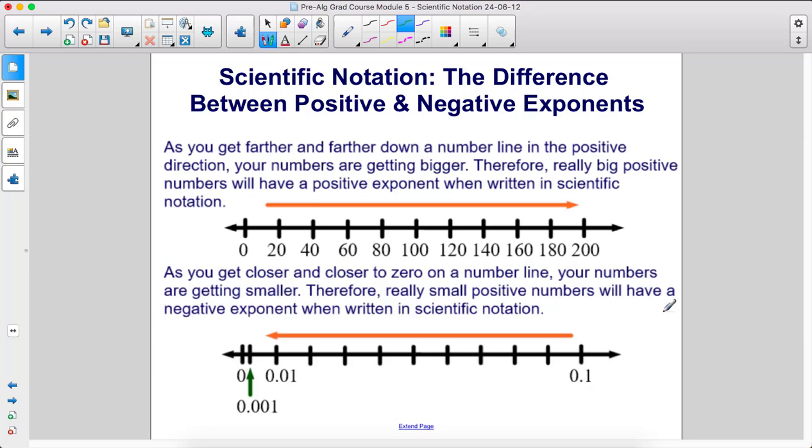As you get farther and farther down a number line in the positive direction, your numbers are getting bigger. Therefore, really big positive numbers will have a positive exponent when written in scientific notation. As you get closer and closer to 0 on a number line, your numbers are getting smaller. Therefore, really small positive numbers will have a negative exponent when written in scientific notation.